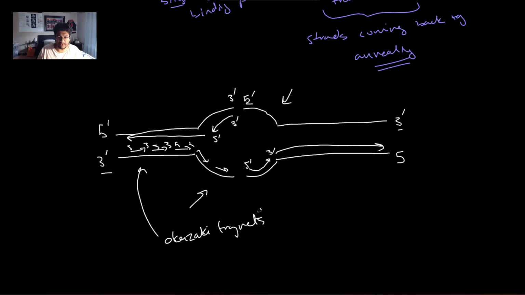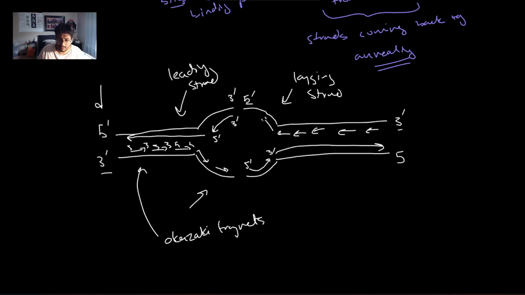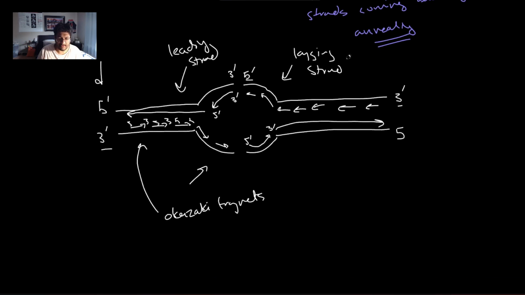I guess the important thing to know is that on the 5' half of the DNA, it synthesizes one continuous strand, which is called the leading strand. And on the 3' half of DNA, the lagging strand, DNA is replicated in Okazaki fragments.